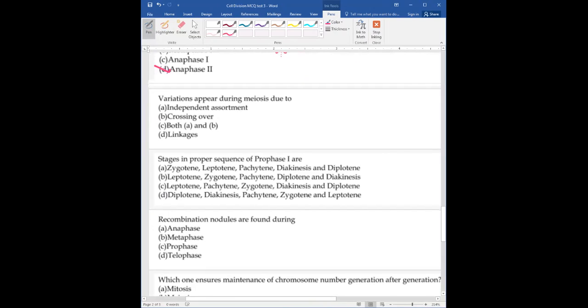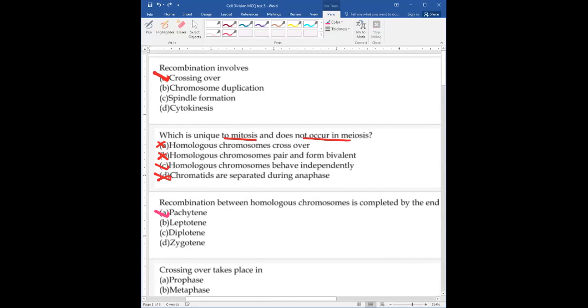Now I want Ankita to answer this. Ankita, can you tell me variations appear during meiosis due to? Okay. Now, guys, the real answer for this is both independent assortment and crossing over. So, what is this independent assortment and what is this crossing over?